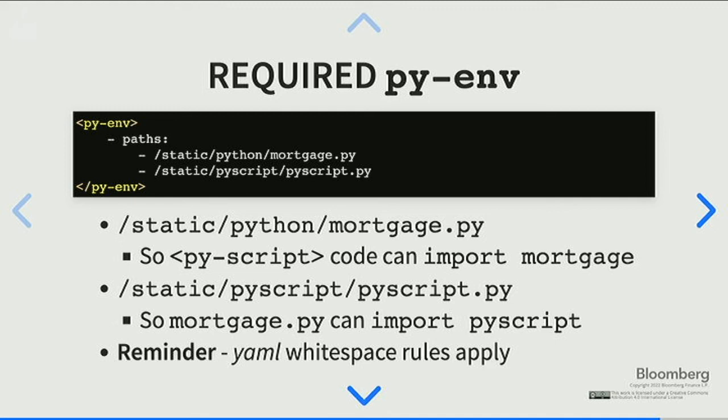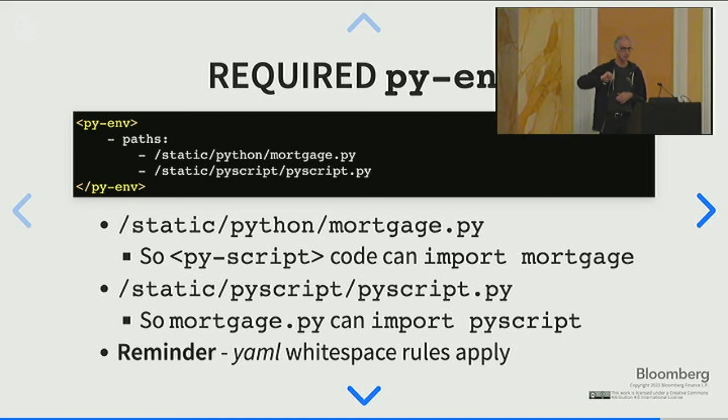Inside our mortgage calculator, we also have to have a PyEnv because we need to be able to find all of our Python code. And we actually need two elements here. We need mortgage.py, which is where our implementation is, and we need PyScript.py. We need mortgage.py because we're specifically referencing it in the button handler that's in the PyScript, so it has to be there so that we can import it. We need PyScript in this list so that our mortgage.py code can import PyScript. And a reminder, these are YAML whitespace rules.